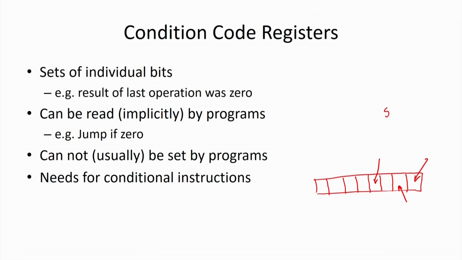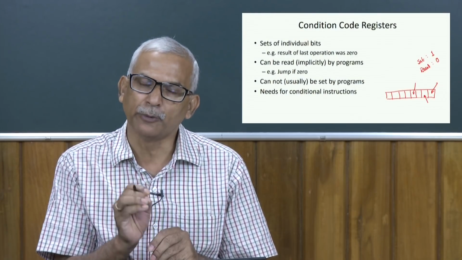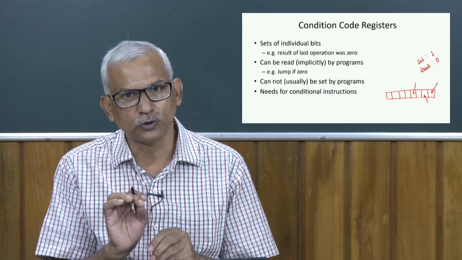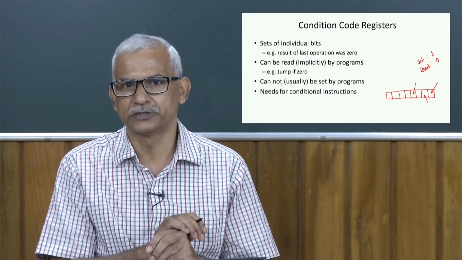Already I have mentioned that set means we are storing information 1 and reset means we are resetting it to 0. So, these are basically made of flip flops. A flip flop can be set or reset, and when we set and reset depends on some operation inside the processor. Generally it cannot be set by the programmer, but those bits will be set by the operation of the processor. We perform some operation, and depending on the result of that operation, we either set or reset those particular bits.